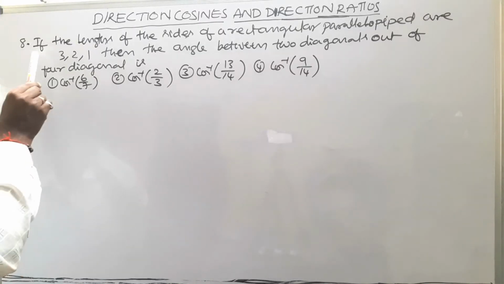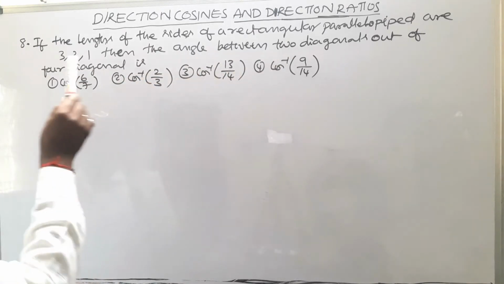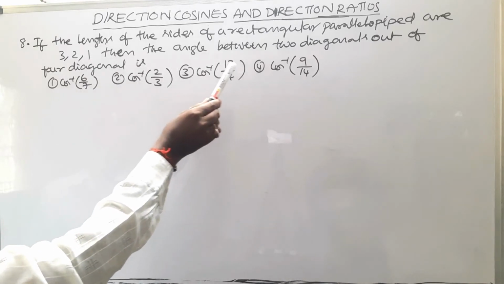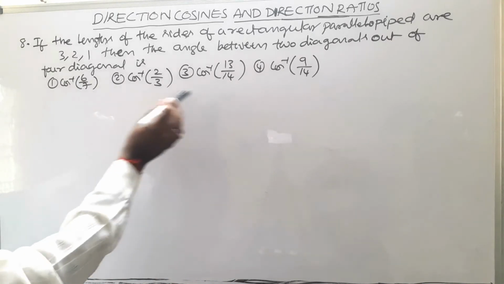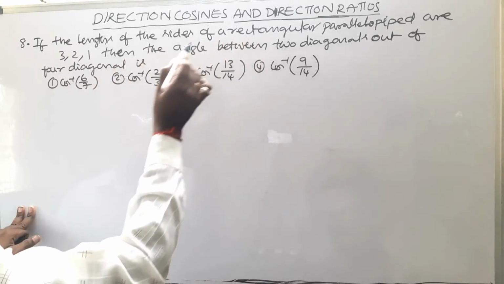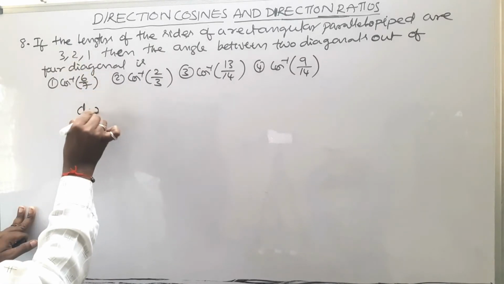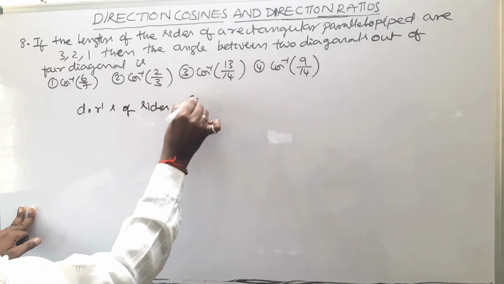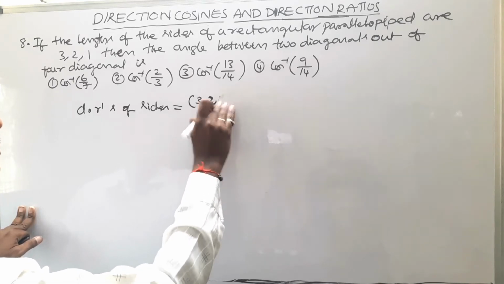Question number 8. If the lengths of the sides of a rectangular parallelepiped are 3, 2, 1, then the angle between two diagonals out of 4 diagonals is, and the 4 options are given. In this question it is a rectangular parallelepiped, and the lengths of the sides, which are the DRs, are given as 3, 2, 1.